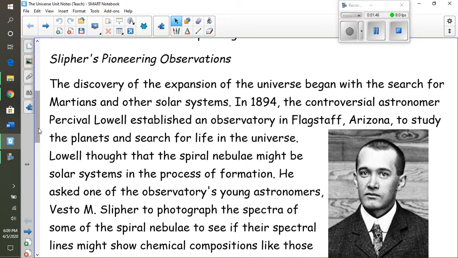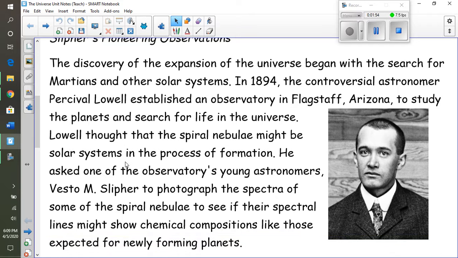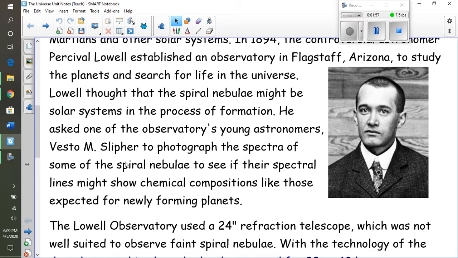And he asked one of his young astronomers, Vesto Slipher, to photograph the spectra of some of these spiral nebula. Again, we didn't know they were galaxies. He wanted to see if their chemical composition might look like something that we might expect from newly forming planets.